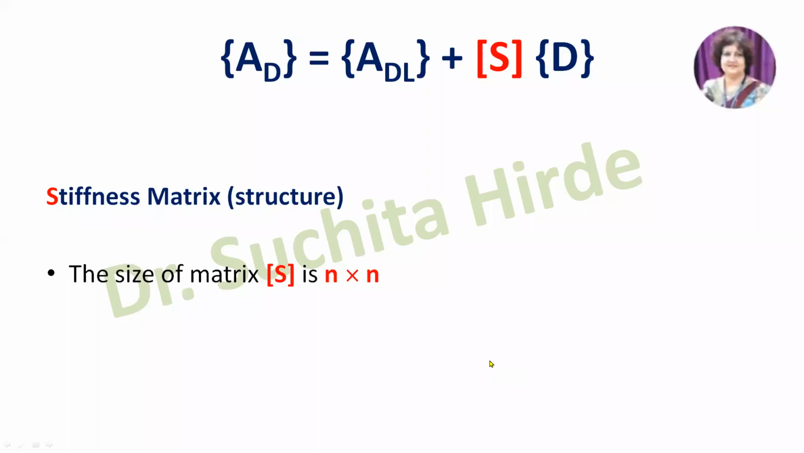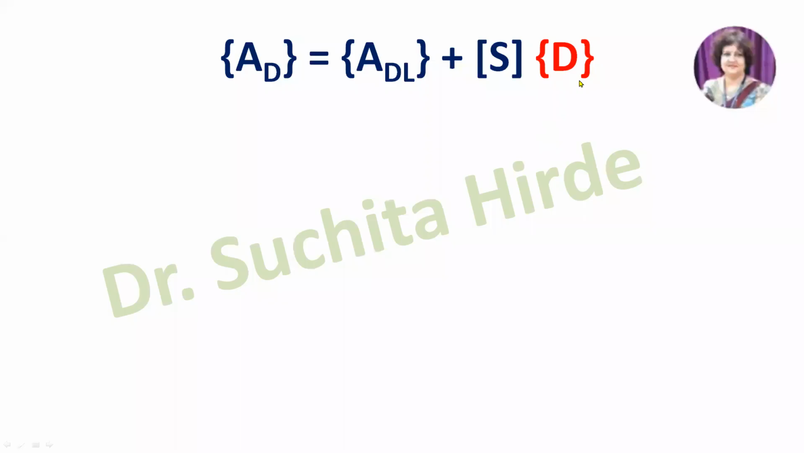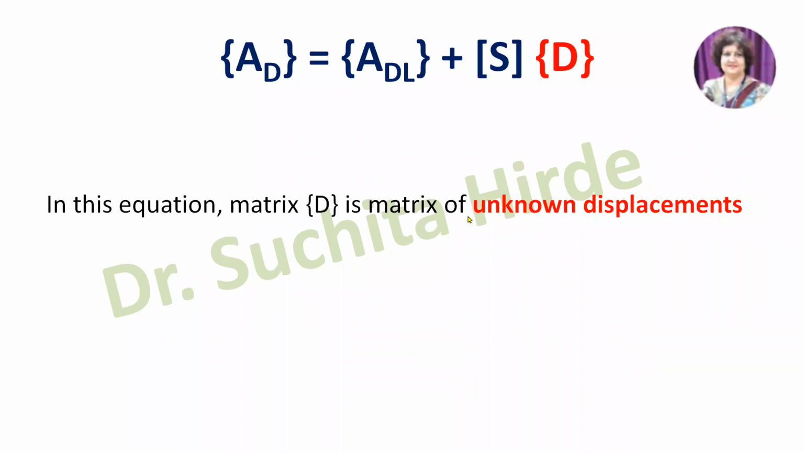Next is the stiffness matrix. S stands for stiffness. So the size of the stiffness matrix is n by n. We will see afterward how to develop this stiffness matrix. The last one is the D matrix. D stands for displacements, so this is the matrix of unknown displacements. If there are two unknown displacements, then the size of the matrix will be 2 by 1.